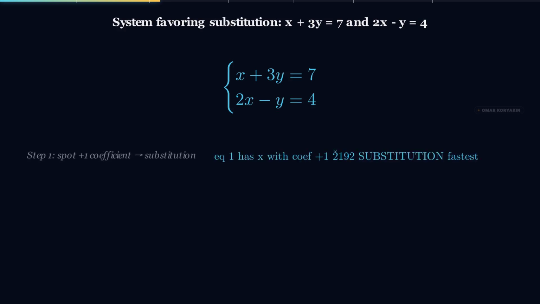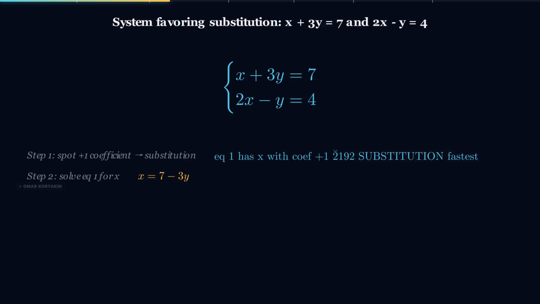Step 1. Apply the decision rule. The first equation has x with coefficient plus 1. Substitution is the recommended method because x can be isolated with no fractions. Solve the first equation for x equals 7 minus 3y. Step 2. Substitute the expression for x into the second equation.